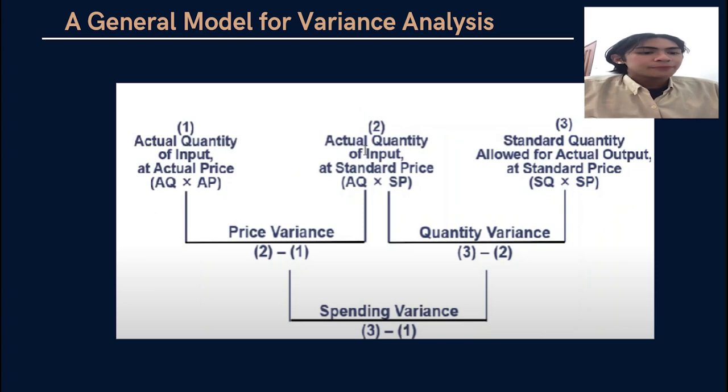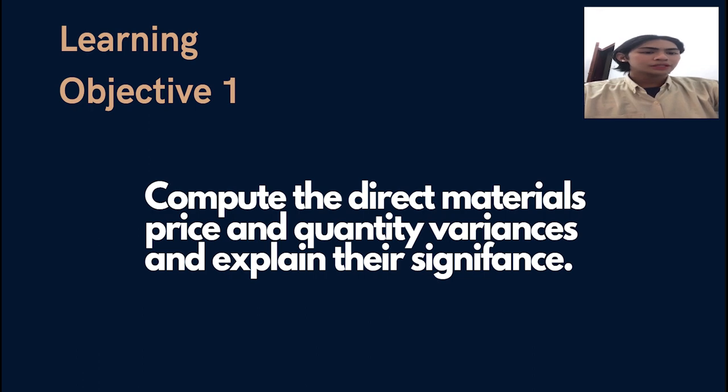Susubtract po natin ang price variance minus quantity variance, at ang total po nito is ang magiging spending variance natin. Learning objective number 1: Compute the direct materials price and quantity variance and explain their significance.